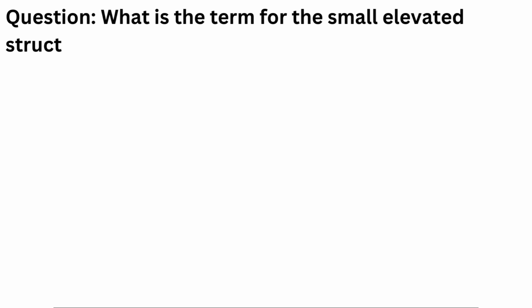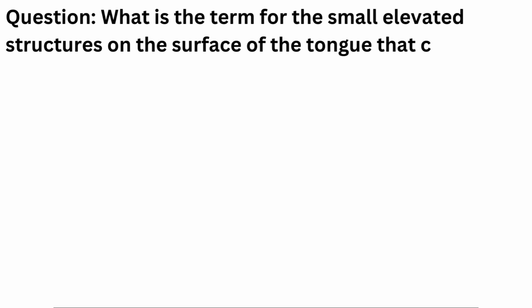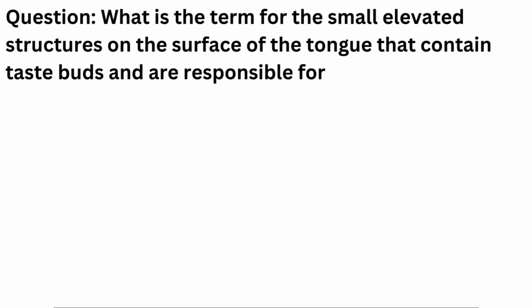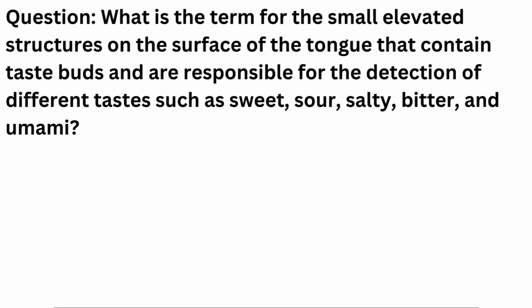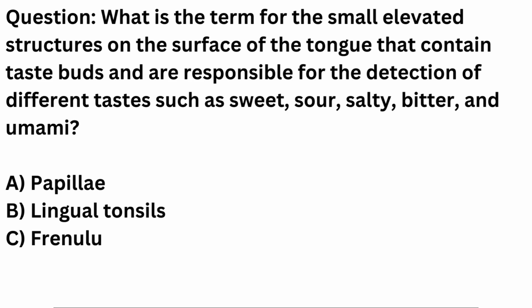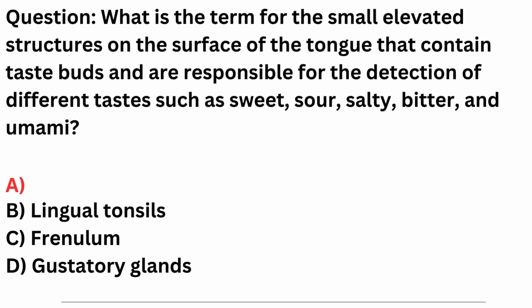Question. What is the term for the small elevated structures on the surface of the tongue that contain taste buds and are responsible for the detection of different tastes such as sweet, sour, salty, bitter, and umami? A. Papillae. B. Lingual tonsils. C. Frenulum. D. Gustatory glands. Correct answer is A. Papillae.